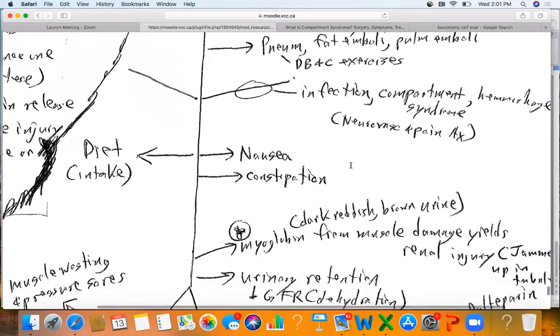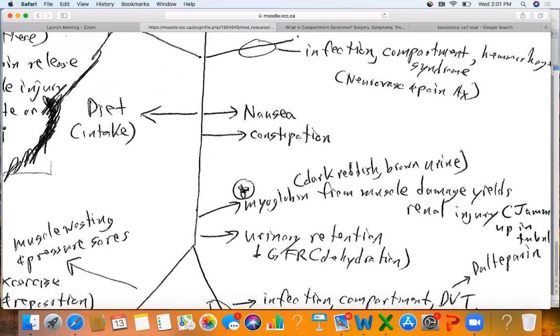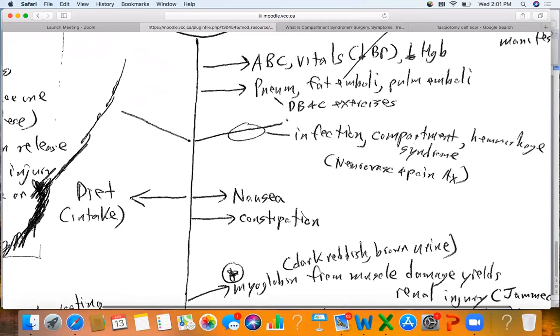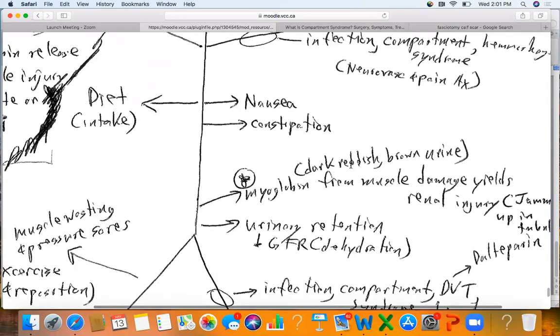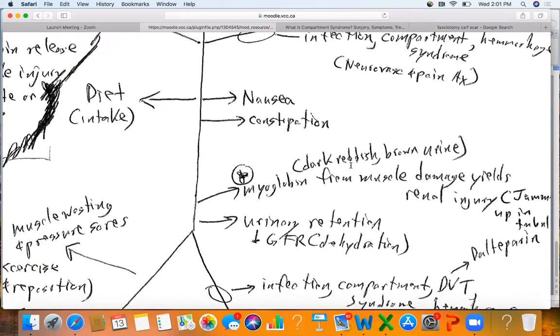So this head-to-toe diagram on fractures, we've talked about one part, the compartment syndrome. There's another, and we've talked about some other things here that are pretty straightforward. This whole thing about myoglobin, can you explain the relationship between myoglobin, kidney function, and fractures?